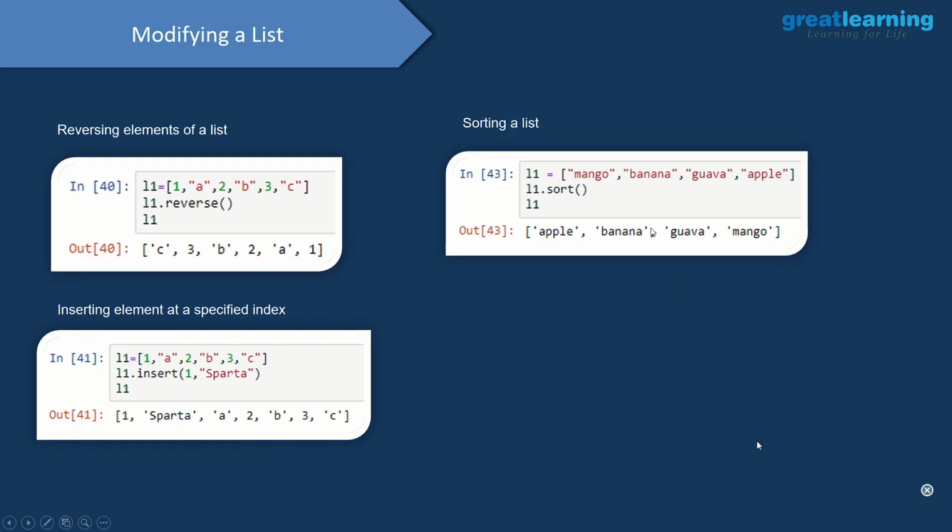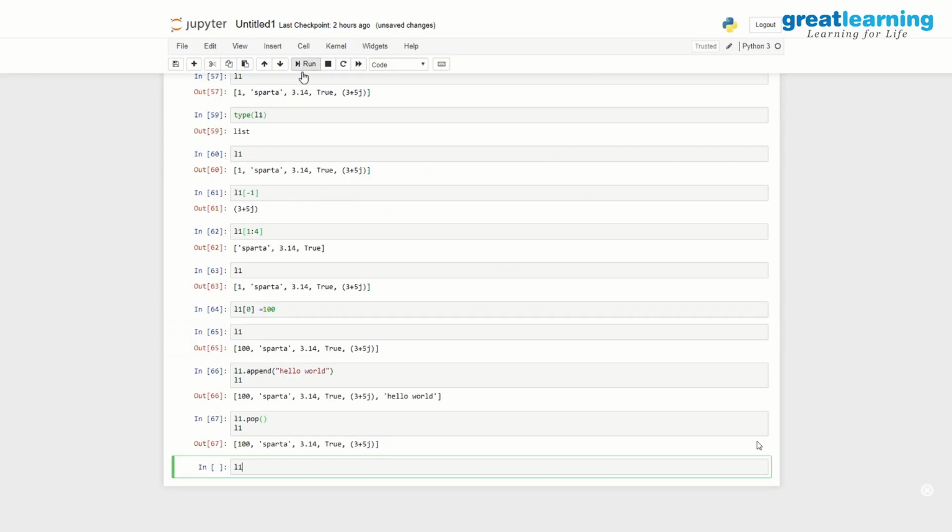Then we'll see how to sort a list. So all you have to do is use the sort method. So we'll use L1, and then we'll type in L1.sort. So we see that all of these elements have been sorted in alphabetical order. So apple, banana, guava, and mango. So let me print out L1 over here. So this is our list.